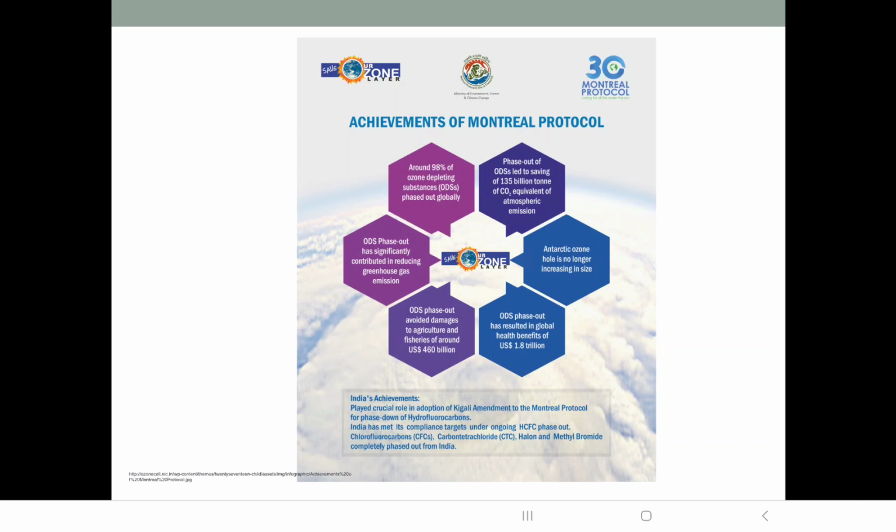Looking at the bottom, you can see India's achievements: India played a crucial role in the adoption of the Kigali Amendment to the Montreal Protocol for the phase down of hydrofluorocarbons. So India has also taken this challenge. India has met its compliance targets under the ongoing HCFC phase out. Whatever targets India has set in the past, it has met those targets. So this is a positive step when we discuss India's achievements with respect to the Montreal Protocol.